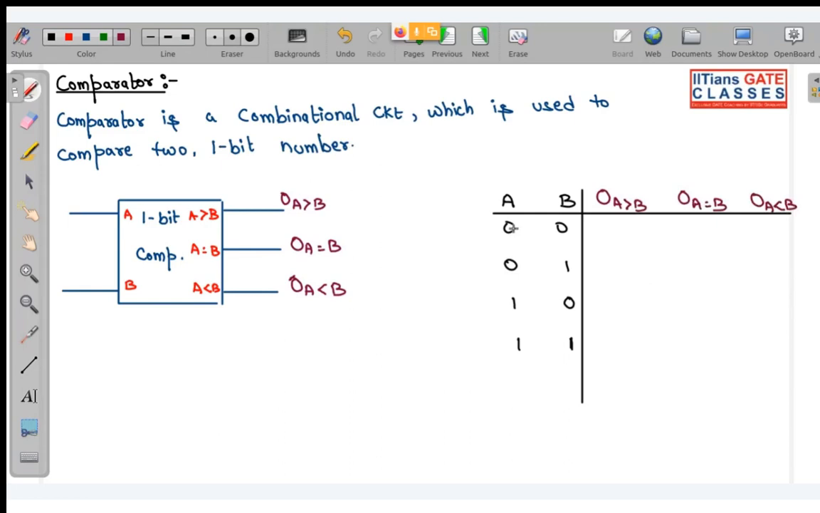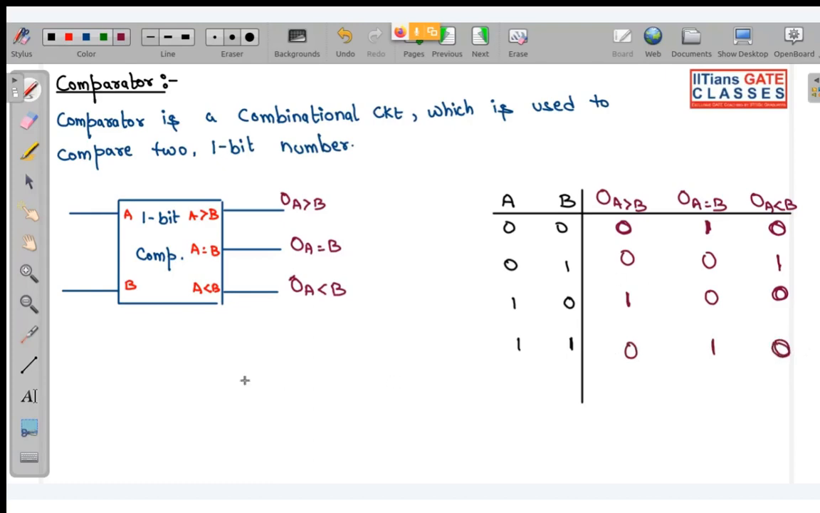When this is 0, 0, A is equal to B, so this output will be high, remaining all others will be 0. See over here, A is less than B, so this will be high, remaining all will be 0. Here A is greater than B, so this will be high, remaining all will be 0. In the last case, again A is equal to B, remaining all will be 0.